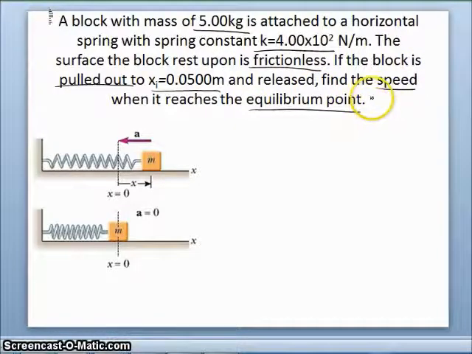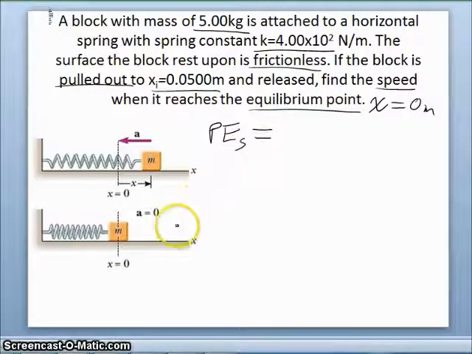And so remember that the equilibrium point is x equals 0 meters. Okay, so right when it returns to x equals 0 meters, as shown in the diagram below, that's the point we want to find the speed. So let's start by finding all the energies that we are dealing with. We're initially stretching the spring, and so that's doing some work on the spring and giving it some elastic potential energy. So we know we have potential energy of the spring, and when we start, that's the only energy this system has.